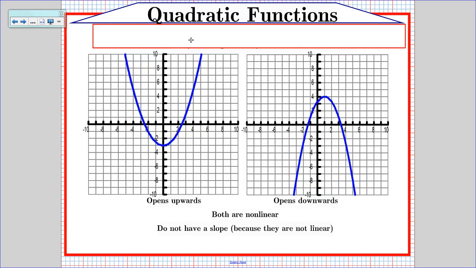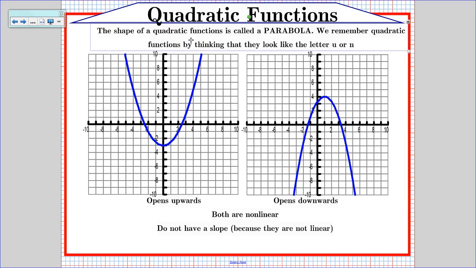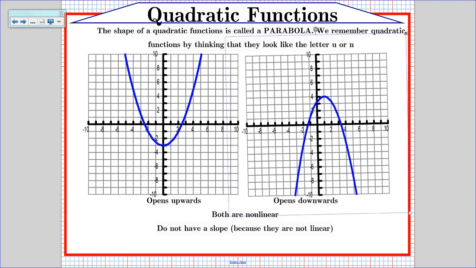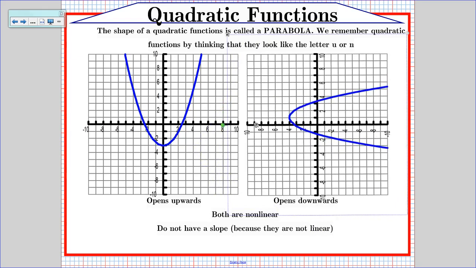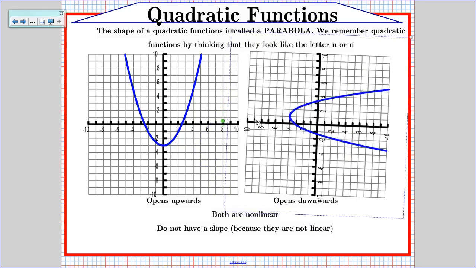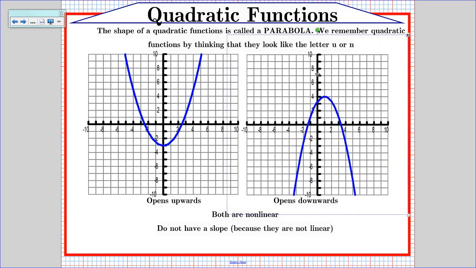The next type of function is the quadratic function. The shape of a quadratic function is called a parabola. We remember quadratic functions by thinking that they look like the letter U or the letter N. If it looks like a U, we say that that's opening upwards because the opening is at the top. If it looks more like an N, we say they open downwards. Both are nonlinear functions and they don't have slope because they're not linear. If you're asking yourself, can they go this way? The answer is no, because that would not be a function. See a later video for what a function is or isn't.